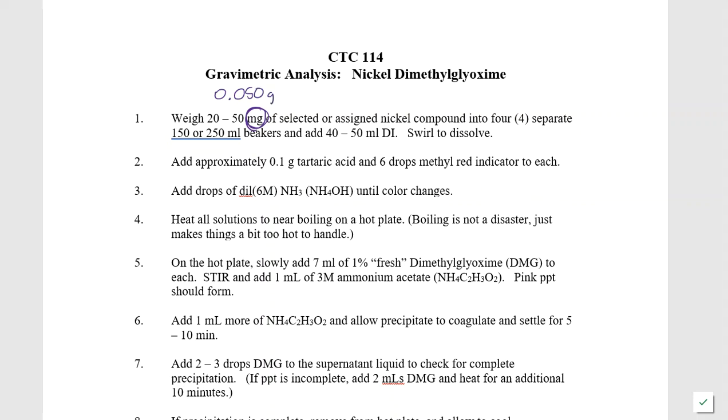So this is what you want to see on the scale, 0.05 gram or lower of a selected or assigned nickel compound. So it looks like this is going to be the analyte of interest. It's my nickel. Into 4 separate beakers, 150 to 250 ml beaker. It doesn't really matter. Just get some beakers on the smaller side, and then that's what you're going to put this assigned nickel salt into. Then you're going to add 40 to 50 milliliters of deionized water.